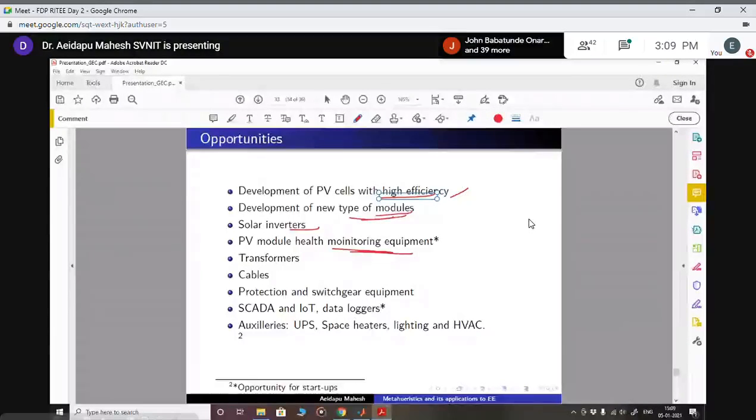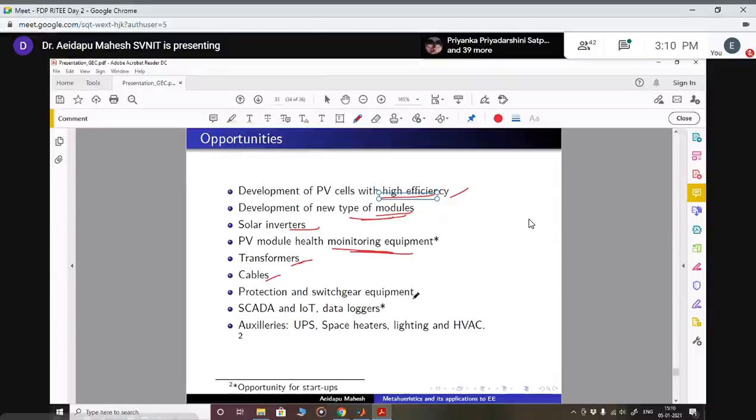If a particular portion of the PV system is not generating proper power, you cannot go on looking at each and every panel to find where the problem is. So diagnostics and health monitoring is a very important research area that will be directly useful to the industries, where you can develop some technology or equipment which will monitor by sensing the signals. If you can monitor the health of a PV panel, that is going to have a huge impact in this area. Not much in the area of transformers and cables.